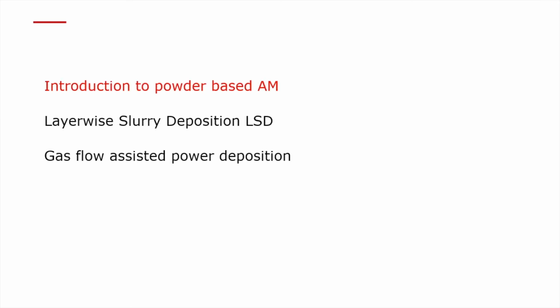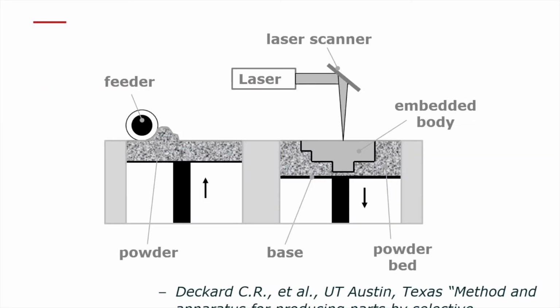Okay, let's start with the introduction. Shown here is a schematic of the selective laser sintering process. In this process, a dry powder is spread layer by layer on a building platform, and you use a laser system which consists of a laser and a scan head, which focus the laser spot and move it on the surface of the powder bed, and you consolidate the powder locally with this laser spot. This process was developed by UT Texas Austin at the end of the 80s of the last century.